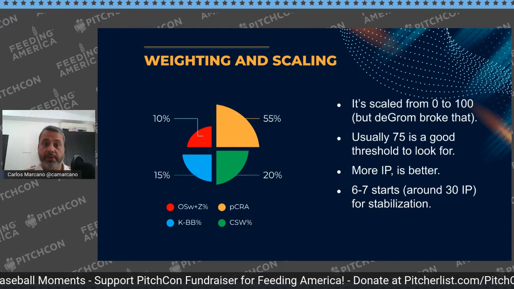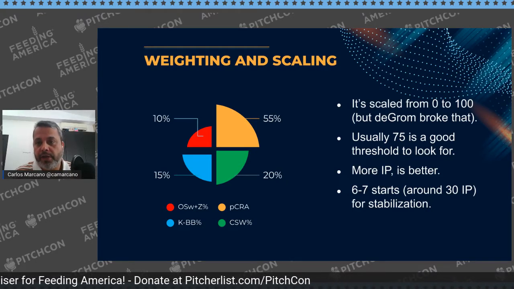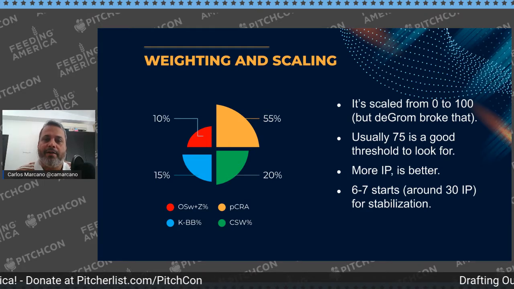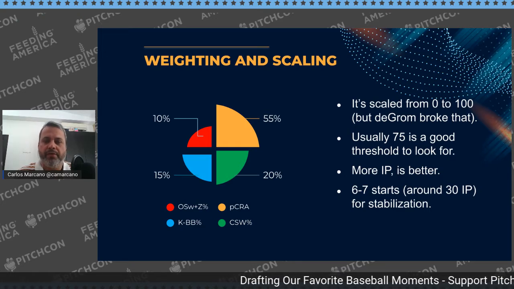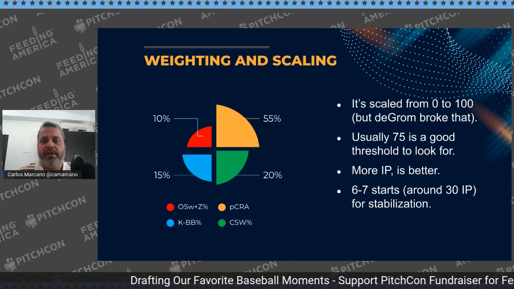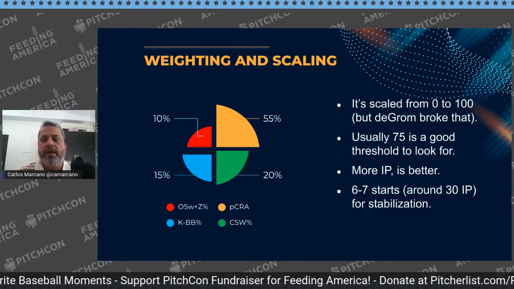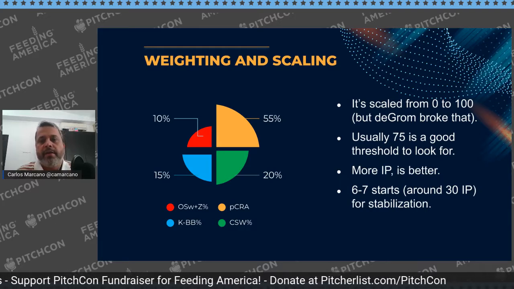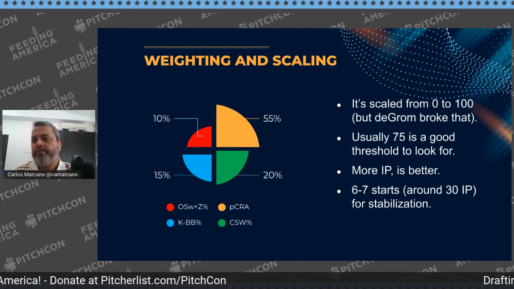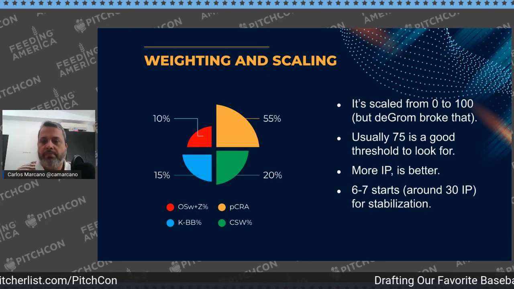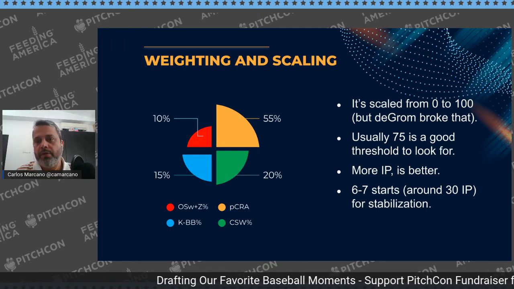But of course, last year Jacob deGrom broke it, and I got the first ever more than 100 grade for a pitcher there. Starting pitcher, I mean, because relievers with fewer innings pitched tend to also get higher scales. I'll get into that in a little bit. And the idea is that usually 75 is a good threshold to look for pitchers that could be into something. So beyond 75, it's usually good.